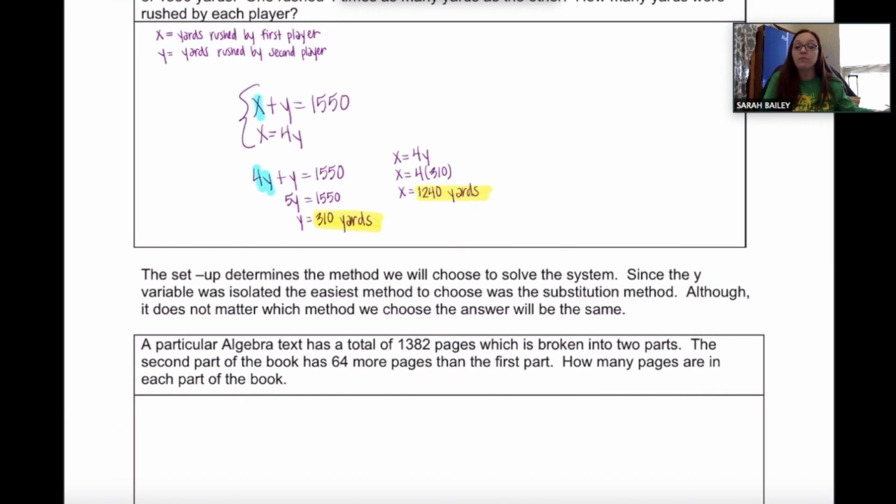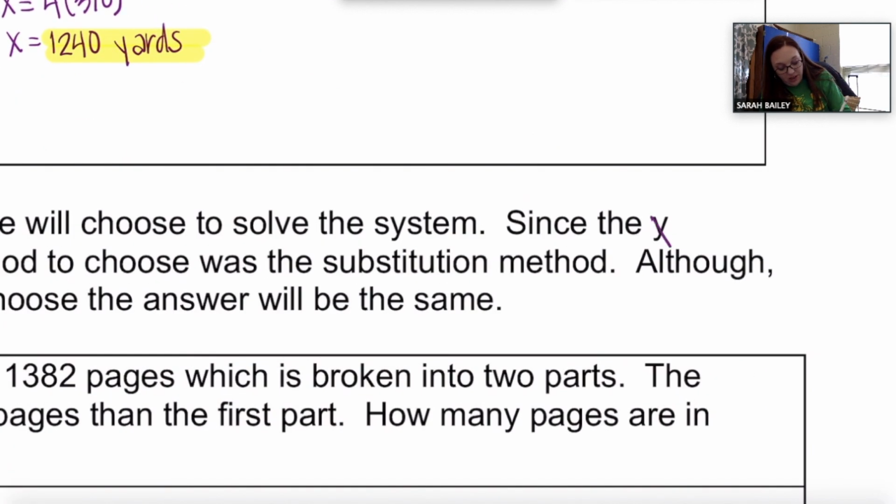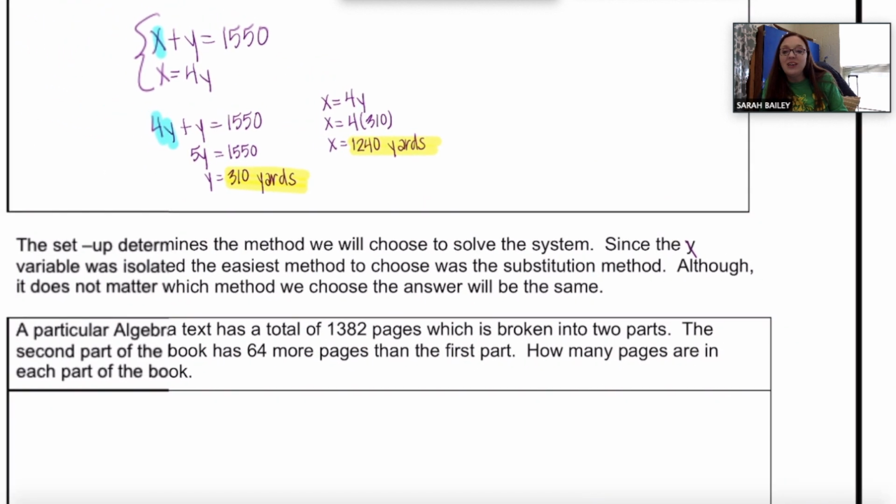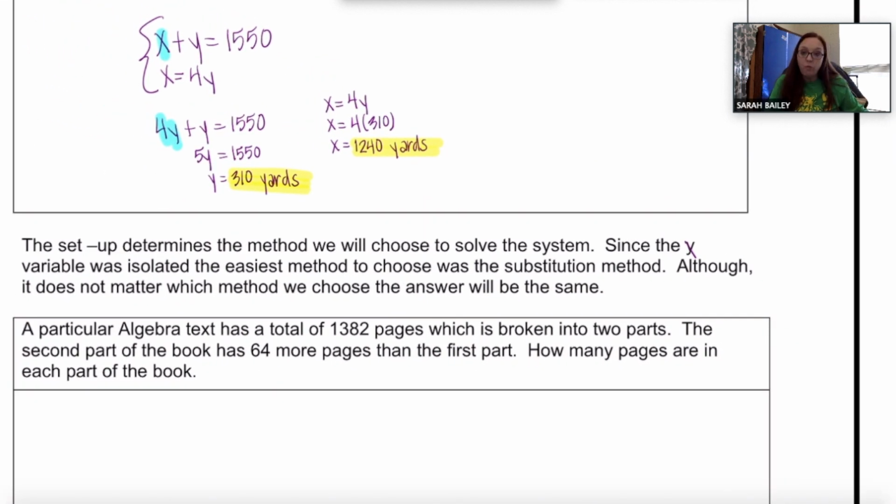All right, let's look underneath here. It says the setup determines the method we will choose to solve the system. Since in this one the x variable was isolated, the easiest method to use here was substitution, but it doesn't matter. We could have used elimination to solve this system, but we would have had to rewrite the equation x equals 4y in standard form.